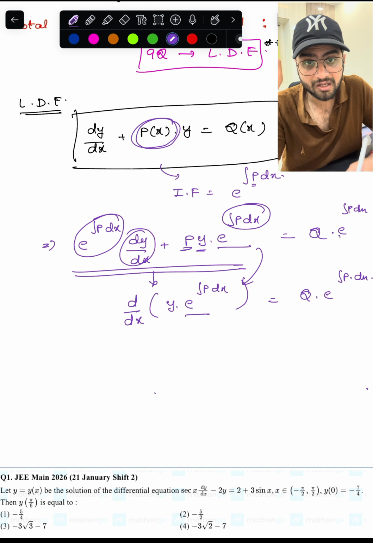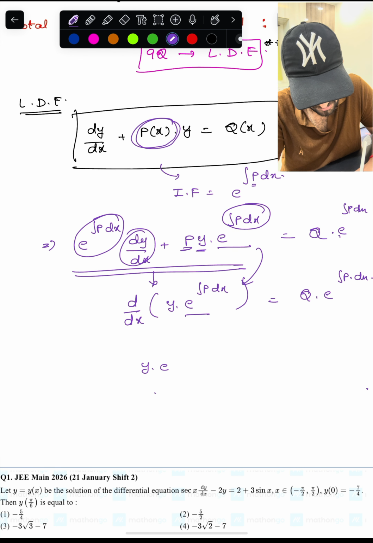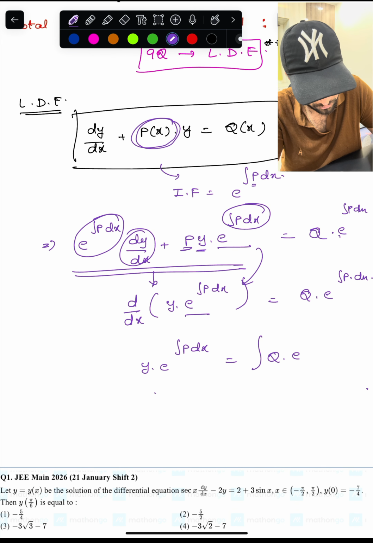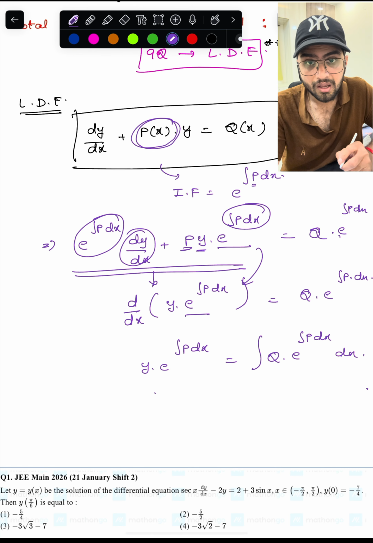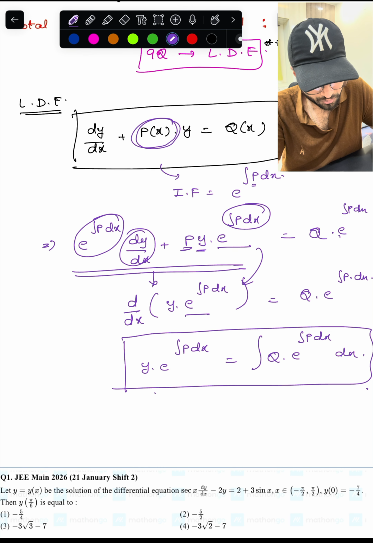Now apply integration on both sides, and you will get y into e power integration of p dx equals integration of q into e power integration p dx dx. Done. This is how we can solve the linear differential equation.